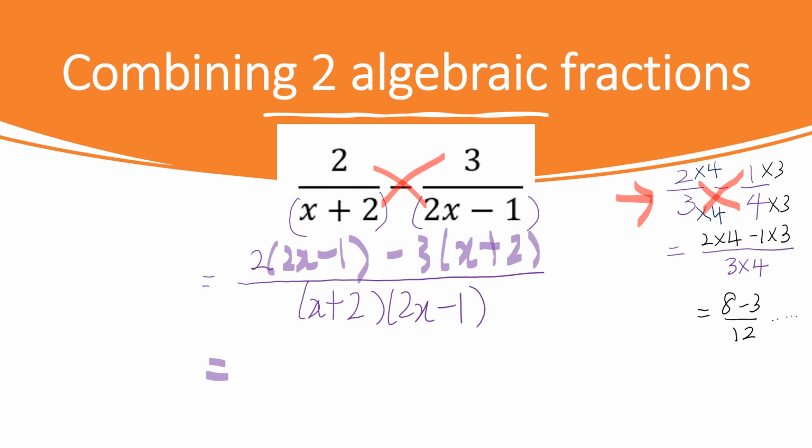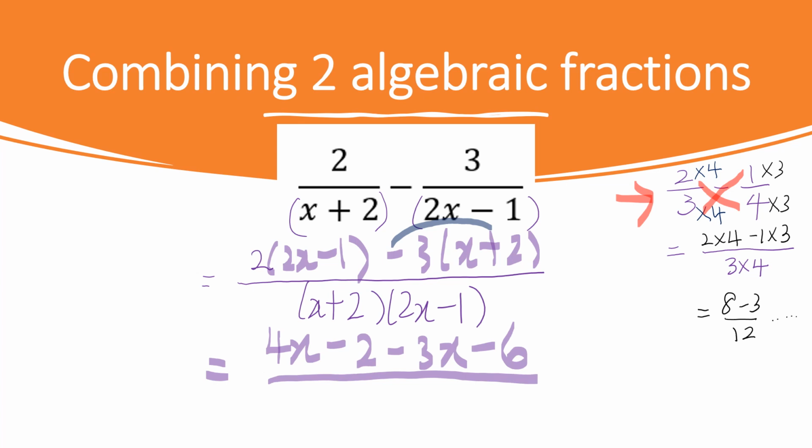So 2 times 2x will be 4x. 2 times negative 1 will be negative 2, minus 3x. Okay, this is the tricky part where some of you may make mistakes, so you need to be very, very careful. Negative 3 times positive 2 will give you negative 6. You have to be very respectful when you're dealing with brackets.